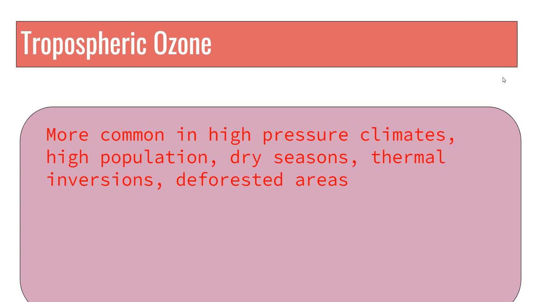Now it's more common in high pressure climates. Why is that? Because the high pressure front is what's pushing the gases down from the stratosphere into the troposphere. This would be more common in high population areas, urban areas rather than rural, in dry seasons rather than rainy seasons. Rainy seasons are typically low pressure fronts. And this would happen in deforested areas. So in other words, what's happening is you're having a temperature inversion. Weather is being pushed downward, and that's why, unfortunately, on really otherwise nice, sunny, warm days, if you're in a city area, it tends to get very, very smoggy.